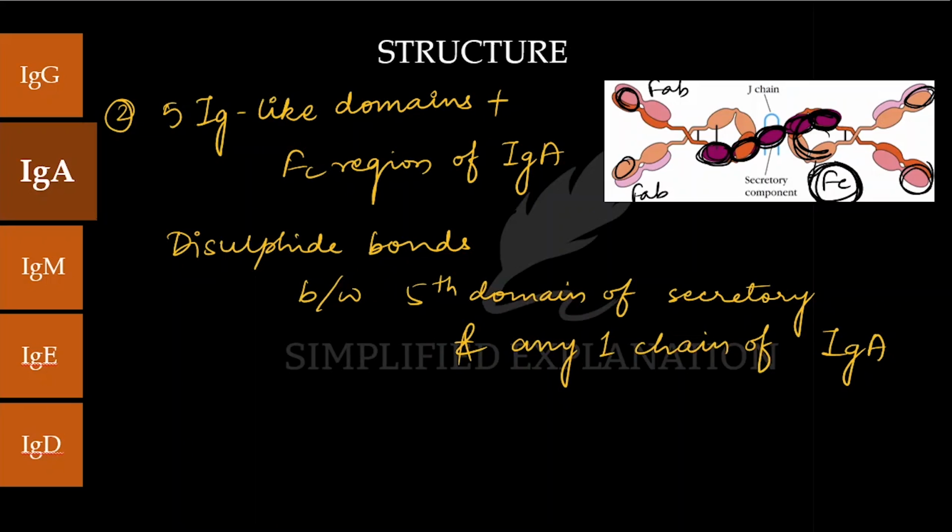And where are these disulfide bonds formed? With the 5th domain, this is the 5th one. If we see from here, this one is also the 5th one. So the bonds are between the 5th domain of the secretory component and any one of the chains of the IgA dimer. So in this way, we have understood the function of IgA and also the structure of IgA.